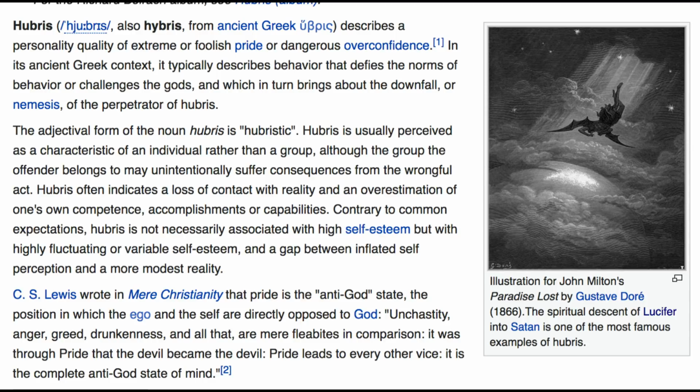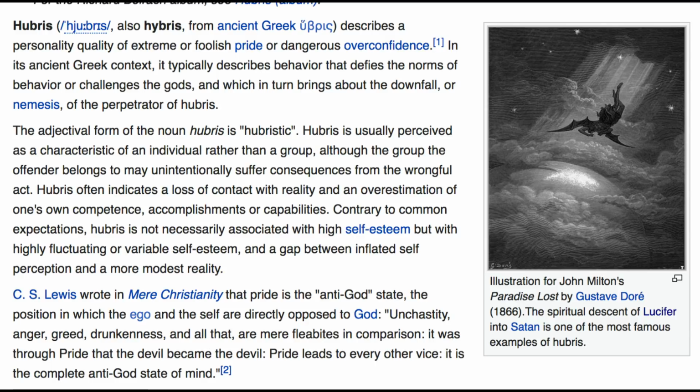It says the adjectival form of the noun hubris is hubristic. Hubris is usually perceived as a characteristic of an individual rather than a group. Although the group the offender belongs to may unintentionally suffer consequences from the wrongful act, hubris often indicates a loss of contact with reality, and an overestimation of one's own competence, accomplishments, or capabilities.